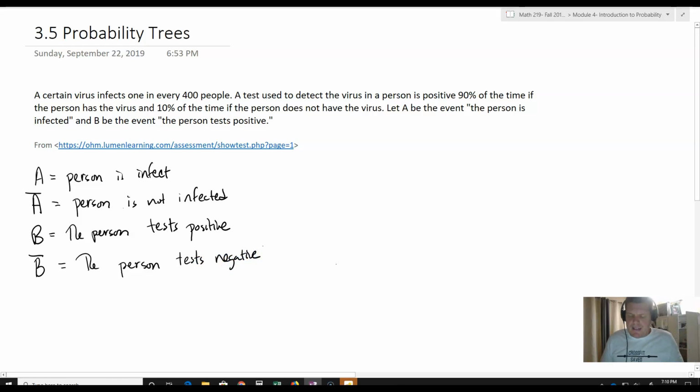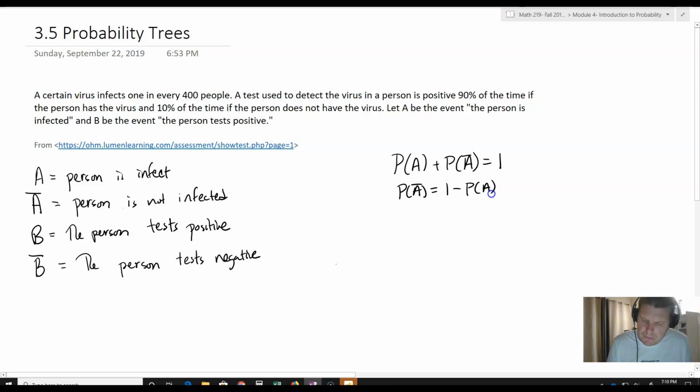One of the big ideas that we're going to use here is that the probability of A plus the probability of A complement are going to equal 1. That's one of the rules that we have for complements, if you remember, that the two of them add up together to 1. So also the probability of A complement is simply going to equal 1 minus the probability of A.